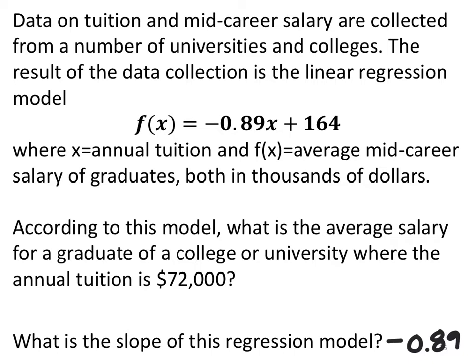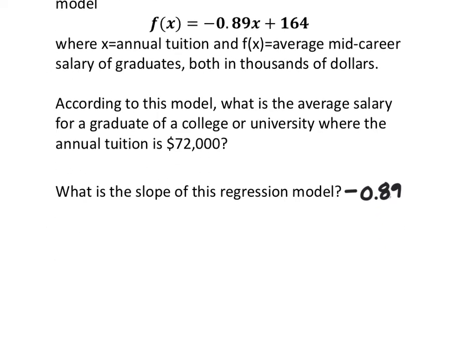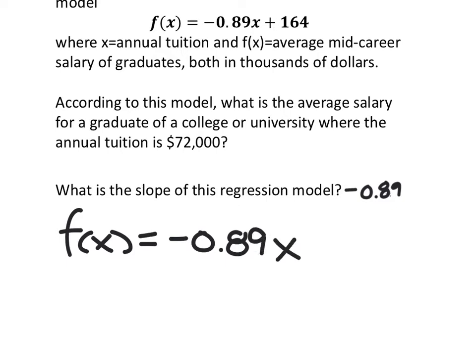I'll have to think more about that. But let's get started with this other part. But that is the slope, by the way. It's just the coefficient of x, just like we've been seeing a lot in the past. Okay, so we got f of x equals negative 0.89x plus 164. Well, on this one, the tuition is 72 grand, and since we're looking at this in thousands, it's 72 of those thousands. So that's the value we're actually going to replace the x with.